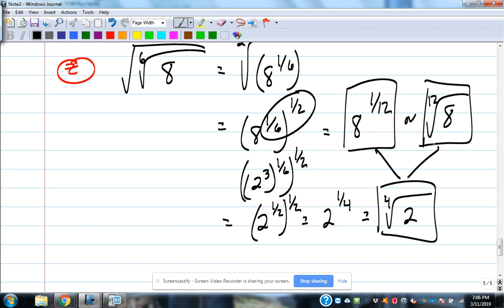So that's actually the same thing as those two. So if you did the fourth root of 2, you get the same decimal as you get when you take 8 to the 1/12th power, or the 12th root of 8. Those are the same number. They look very much different, but they're the same number.